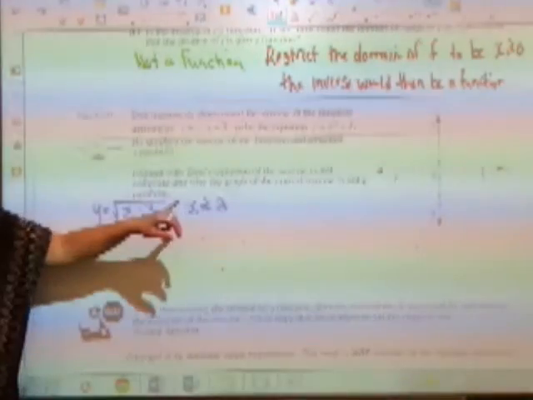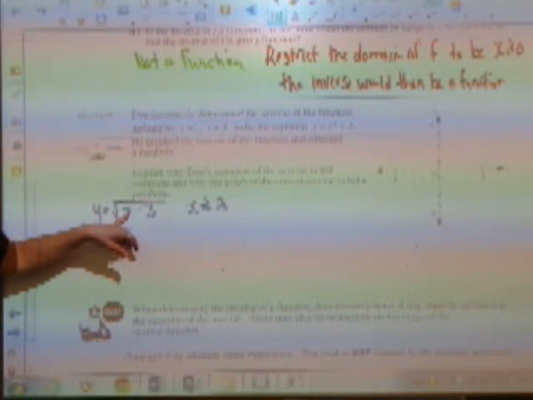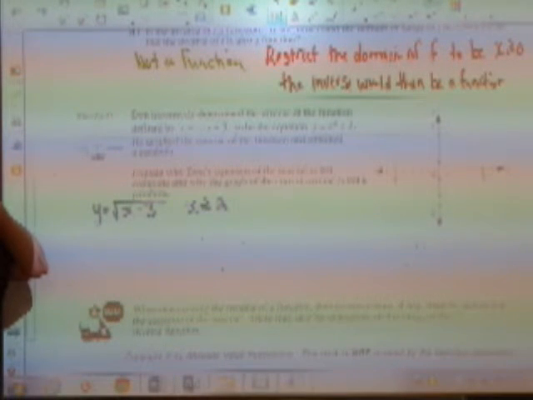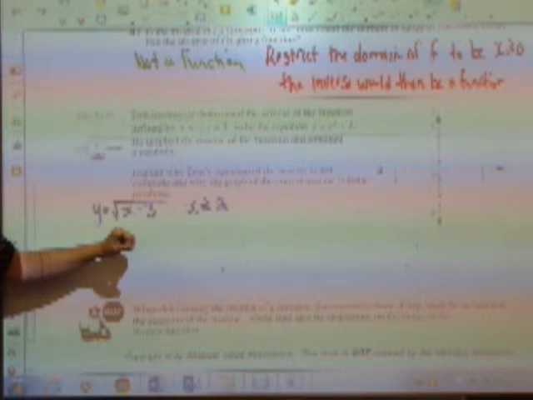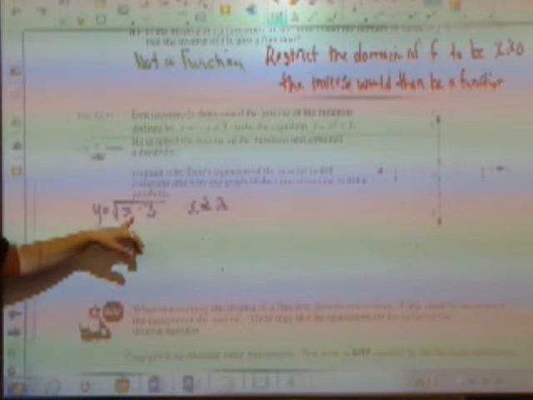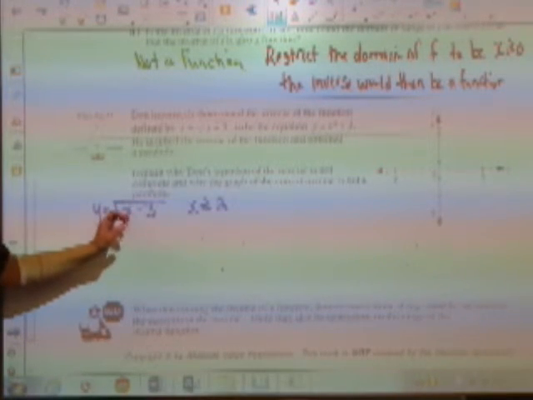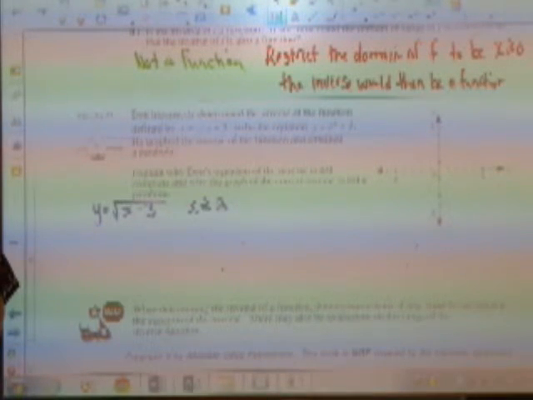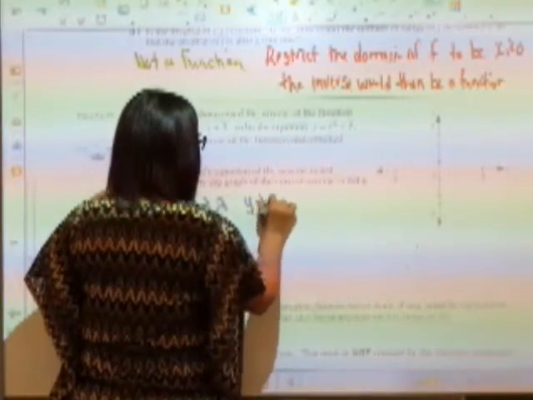If my domain is greater than or equal to 3, when I put 3 into this equation, I get 0. The square root of 0 is 0. If I put 4 into this equation, I get the square root of 1, which is 1. If I put 7 into this equation, I get the square root of 4, which is 2. So my y values are always going to be what kind of numbers? Positive numbers. So y is going to be greater than or equal to 0.